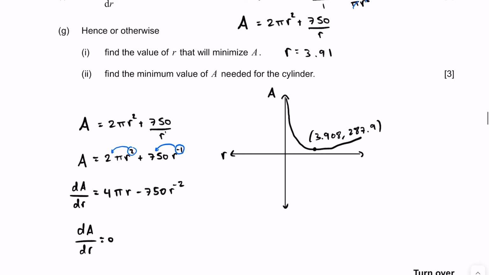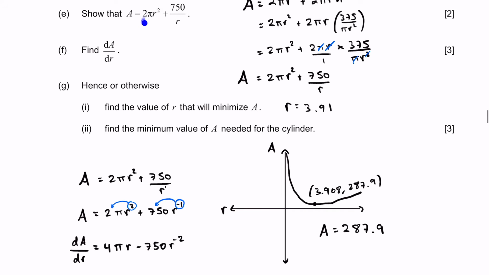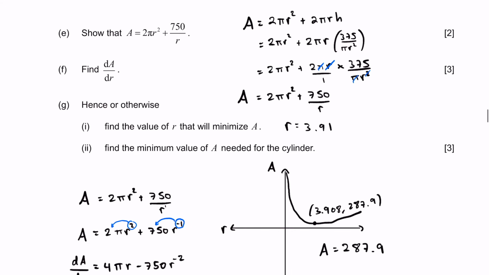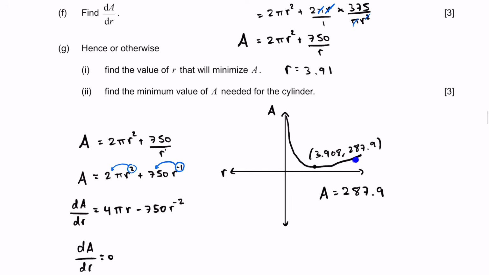So find the value of a needed for the cylinder. Here we are in the document once again. A is equal to 287.9. In terms of the process, we could either substitute into this function right up here, or the graph gives us this information as well. Okay.